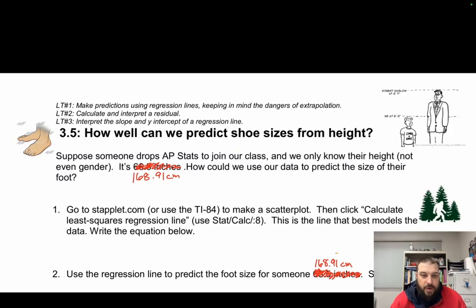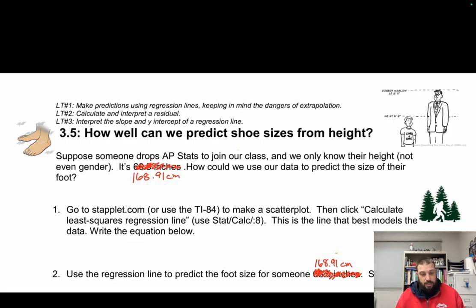All right, so 3.5 here, we're going to use our data from shoe size and height. Continuing that discussion, we're going to do a little more with that, particularly looking at how we predict things using what we call regression lines, that least squares regression line that we were talking about, and kind of guessing what that line of best fit would be. Now we're going to figure out what that is and use that specifically to predict.